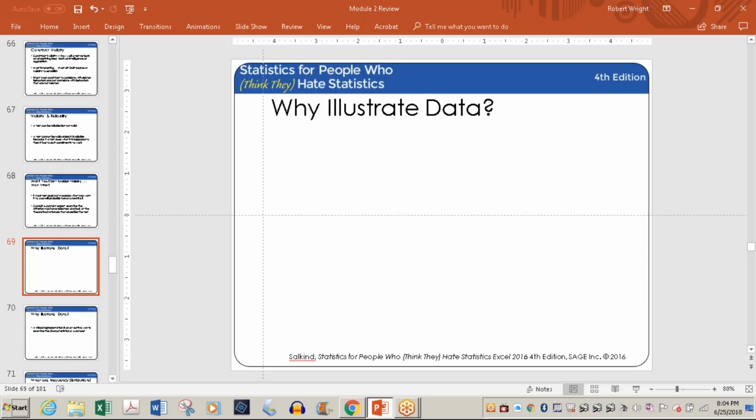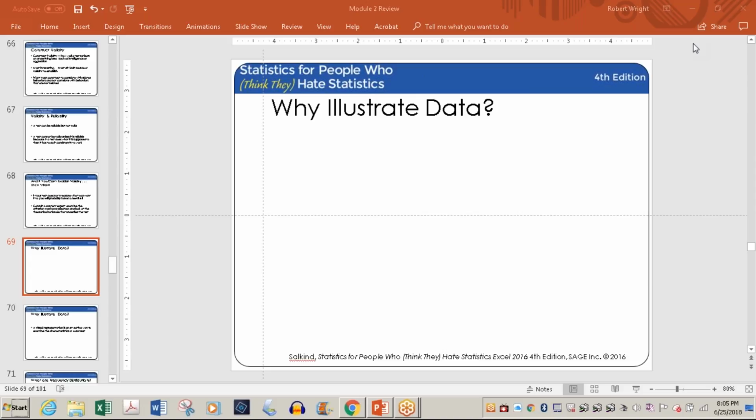Okay, a little earlier I was talking about how statistics is just as much a visual science as it is a numerical science. And I probably gave away the answer to this question. Why do we illustrate data? Why give it graphical depictions? Anybody? Because a picture is worth 1,000 words? A picture is worth 1,000 words. That's true. And that's definitely true in statistics.